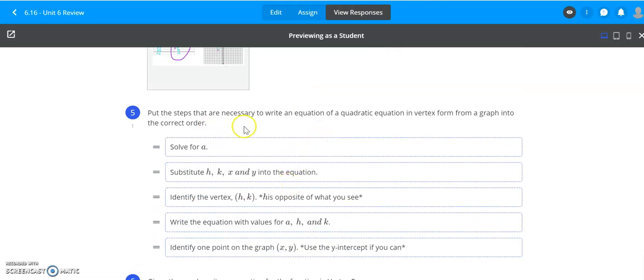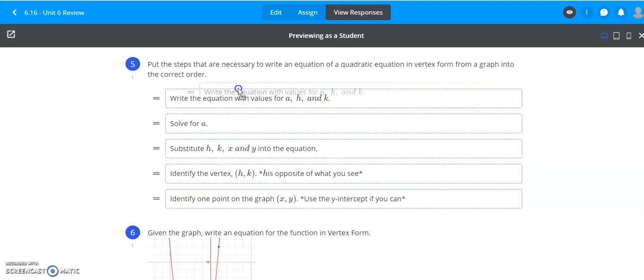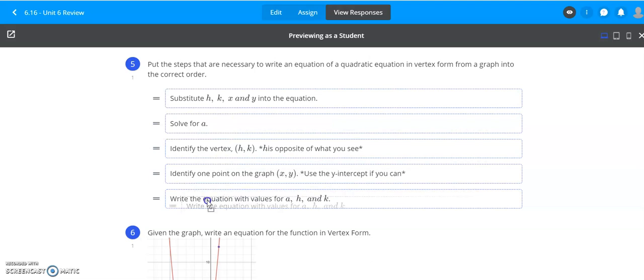Number 5, put the steps that are necessary to write an equation of a quadratic in vertex form from a graph into the correct order. So, let's see here. Write the equation with values for a, h, and k. Identify one point, identify the vertex. So we're going to first write an equation. Actually, let's substitute. Sorry, I said write the equation with the values for a, h, and k. That's actually the last step. That's when we have all the values. We already have the generic equation set up.